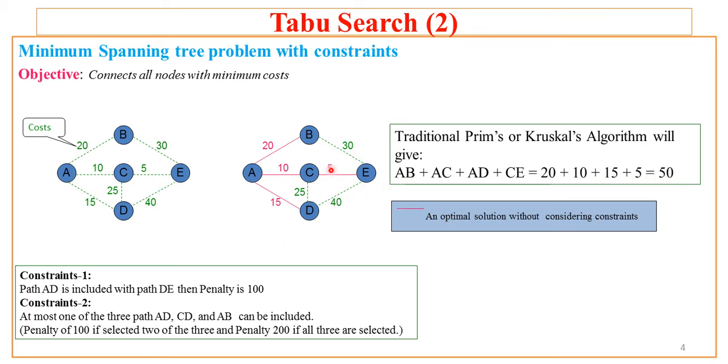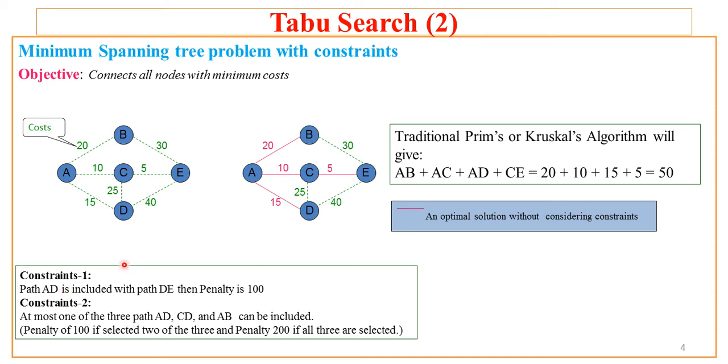But this cost is acceptable only in the case where there is no constraint specified. So these pink colored edges are the edges which are included in the minimum spanning tree covering all the nodes. But what if the constraints are considered?